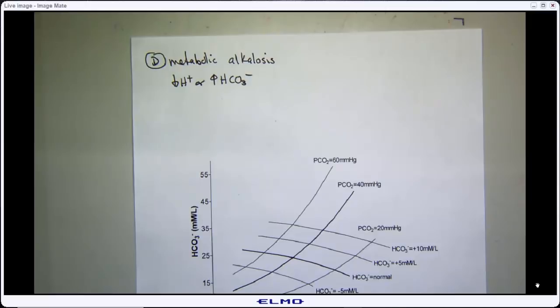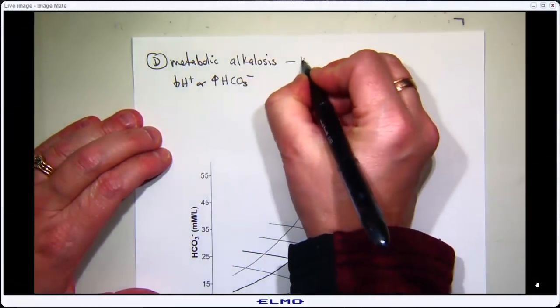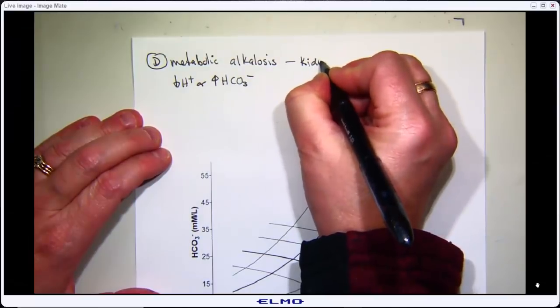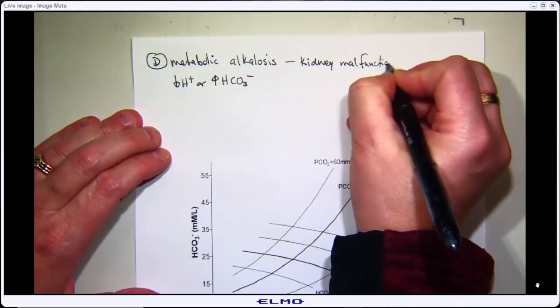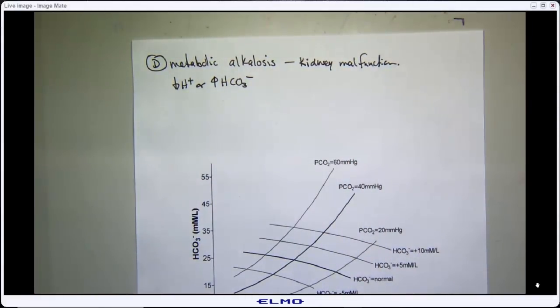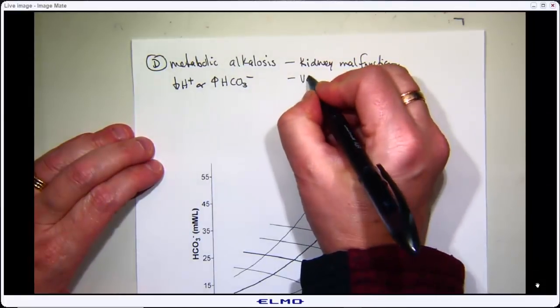And the body won't care to fix it. So you can definitely get yourself into this situation by some sort of kidney malfunction. You can decrease hydrogen ion pretty quickly out of the body by vomiting.